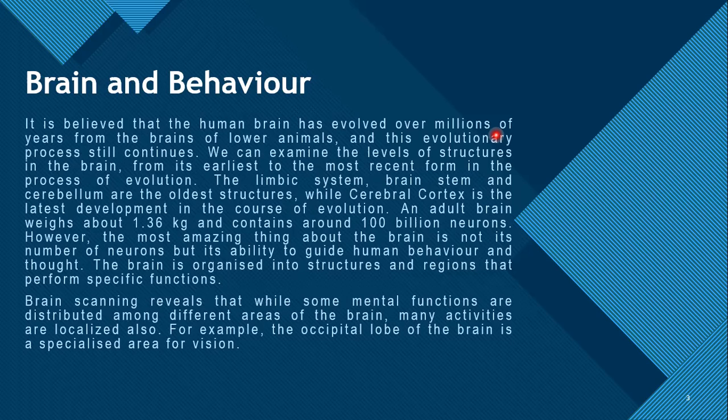Let us now understand some link between brain and behavior. It is believed that the human brain has evolved over millions of years from the brains of lower animals, and this evolutionary process still continues. First of all, if you can see a whale, dog, cat, and the other animals, and then we compare it to human beings.